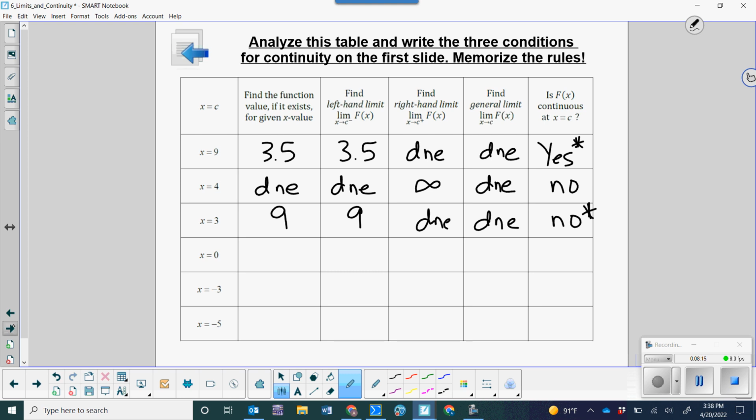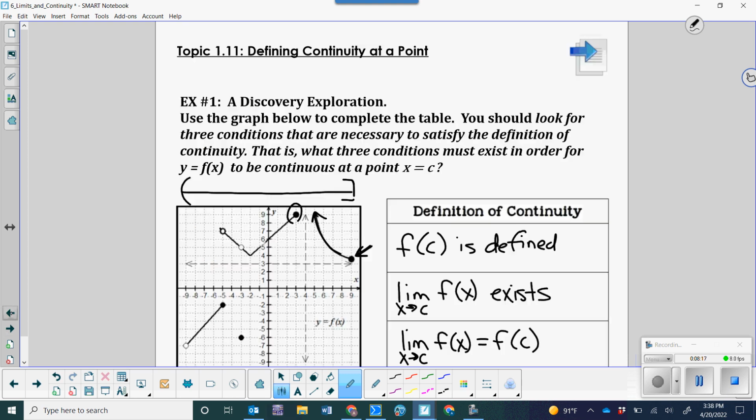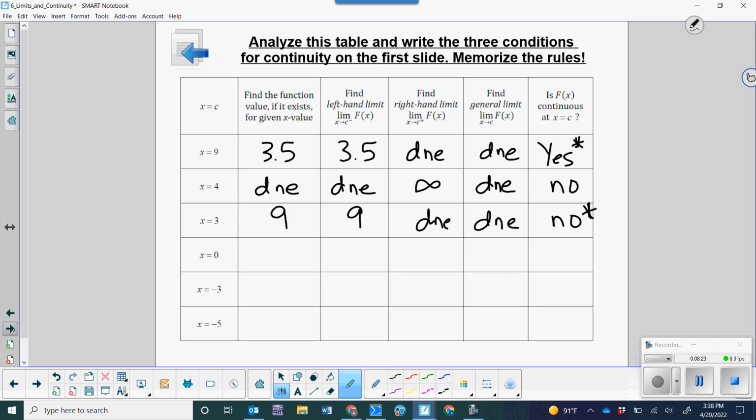Okay, so let's look at x equals 0. If you look at your graph at x equals 0, you've got a point right there, left and right limits, everything's all good. So this is normal: 6 is the function value, left limit 6, right limit 6. So at 0, you also get 6, and it's definitely continuous there.